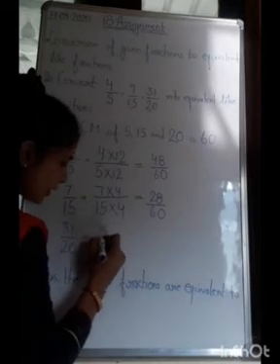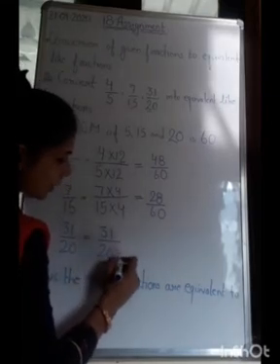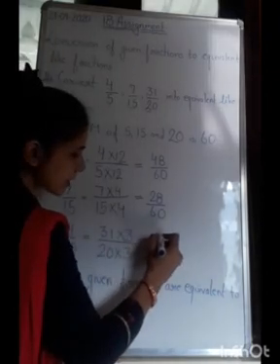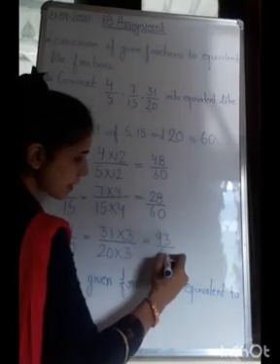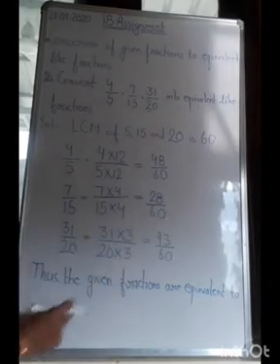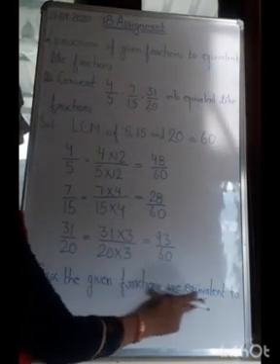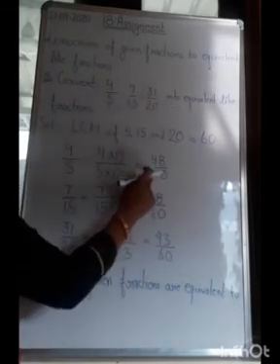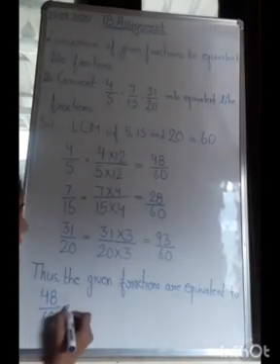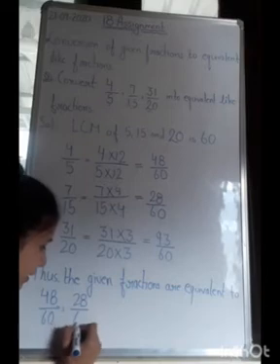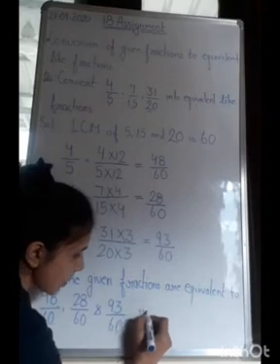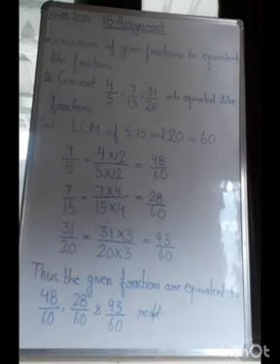Similarly in this one, that is 31 upon 20, multiplying 20 by 3, I am getting 60. So I have to multiply the numerator also by 3. It is coming 93 by 60. Clear? So these are the three equivalent like fractions. So you will write this: the given fractions are equivalent to 48 by 60, comma 28 by 60 and 93 by 60 respectively. Clear?